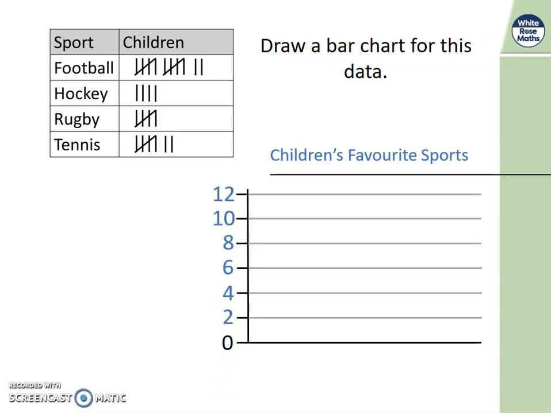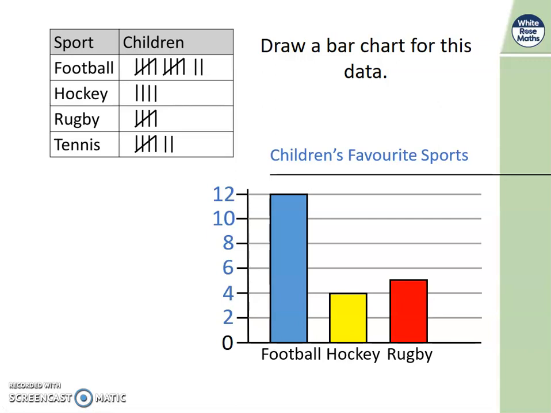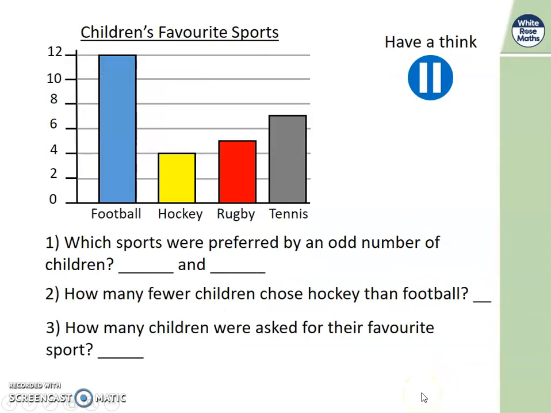So you can have it going up in 2s on the y-axis, and that represents our scale, because the highest amount of children we have is 12, and we have 12 children that want to play football. Along the bottom, we will have the sports that the children like to play. So here is mine that I have drawn out. Well done. Remember, between 4 and 6 is 5. So 5 children played rugby, and 7 children played tennis.